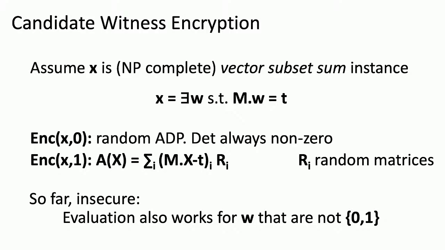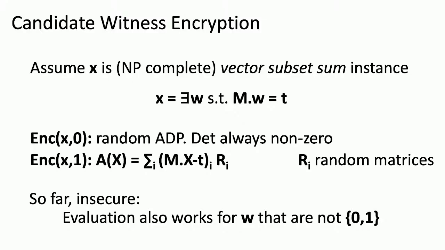This equality holds over the integers, but what makes this not just plain old linear algebra is that the witness is 0,1. Okay, so we know this is NP-complete, and therefore we just need to design an ADP witness encryption scheme for this. Here's one way you might try to do that. If you're encrypting 0, just output a random ADP. The determinant of this will be non-zero with high probability, so at least we're correct in this case.